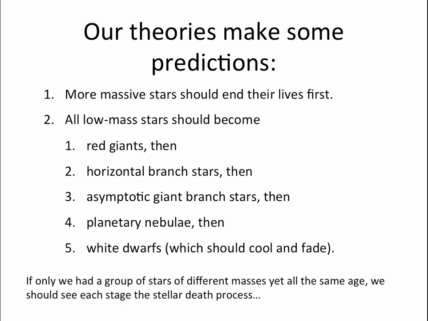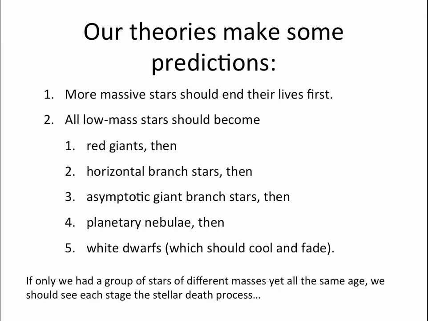So how can we tell? Well, if we have a group of stars that have a bunch of different masses, because different masses all live out their lives at different speeds, yet all the stars are the same age, we can test and see: do the stars the computers spit out look like the stars in the sky, and can we see each stage of this process? Thankfully, we do have groups of stars that have different masses, but yet all the stars are the same age and made out of the same material.